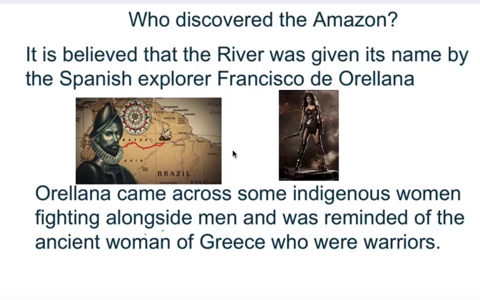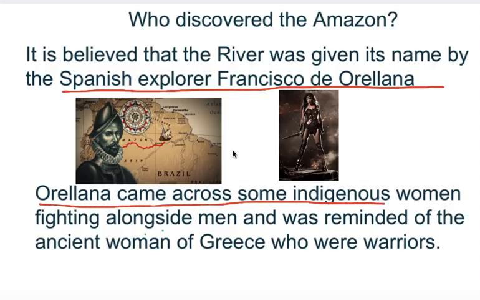Now, let's backtrack a little bit and go back to talk about the Amazon River. One thing that's very interesting about the Amazon River is that it is believed that the river was given its name by the Spanish explorer Francisco de Orellana. A lot of people wonder why he called it the Amazon. Well, the story goes that Orellana came across some indigenous people who fought back against the Spanish, and they were surprised to see that indigenous women were fighting alongside men.